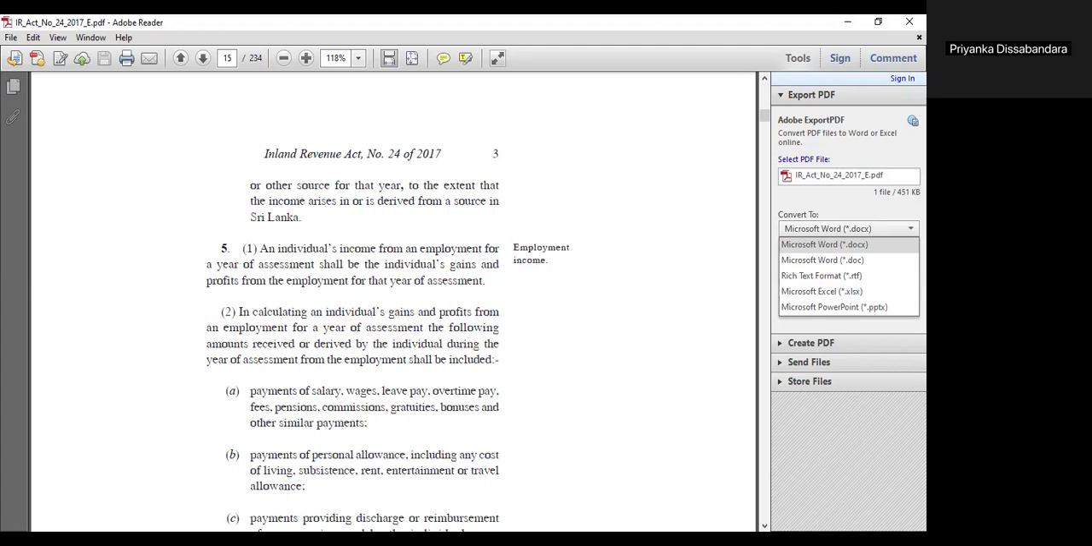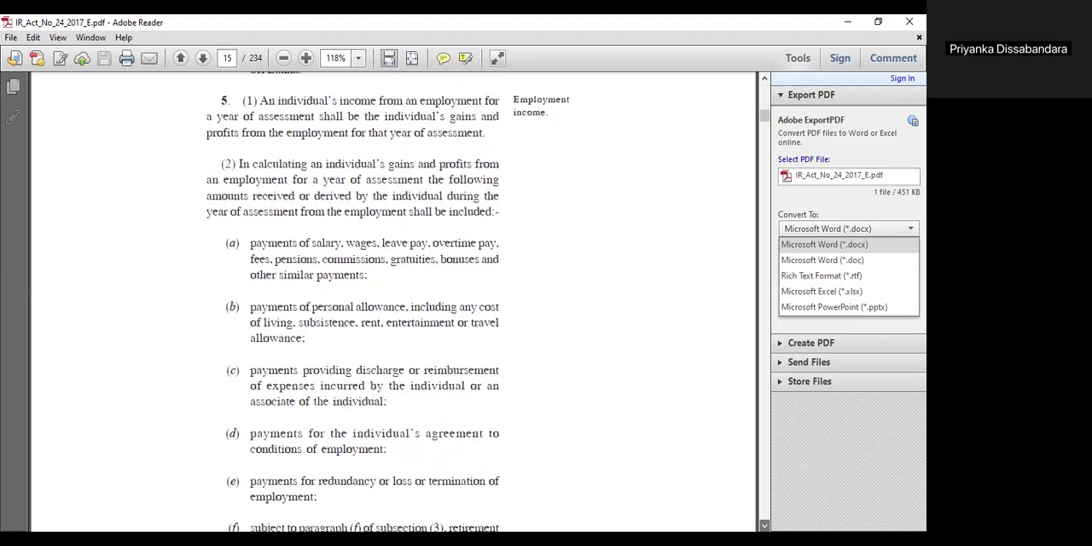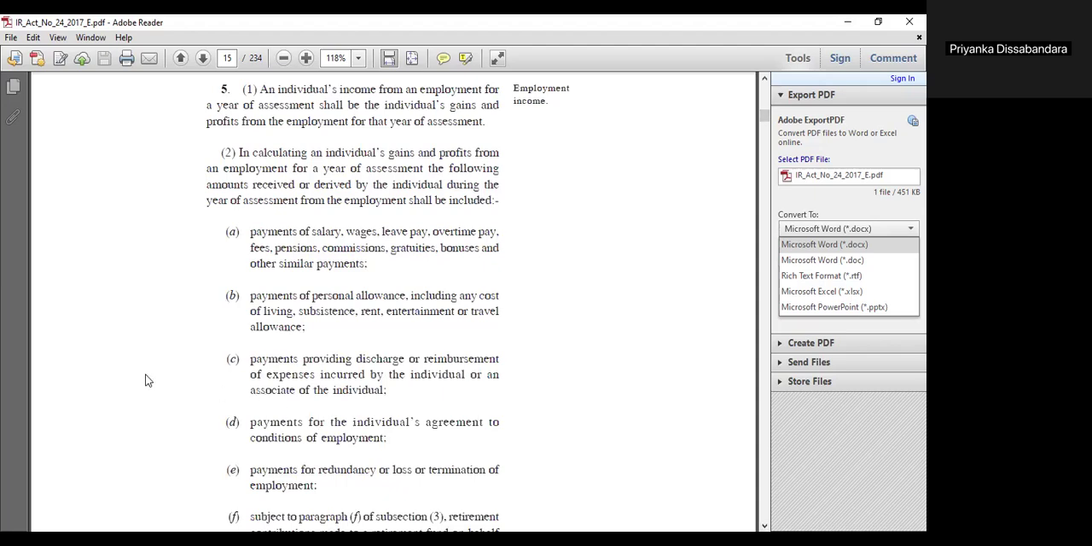Then we can move to subsection 2. It says, in calculating an individual's gain and profits from an employment for a year of assessment, the following amounts received or derived by the individual during the year of assessment from the employment shall be included.